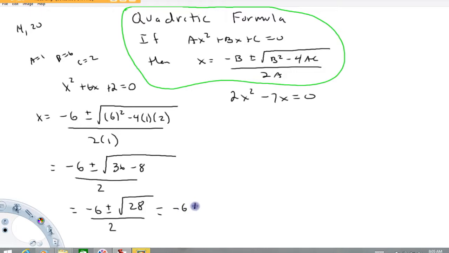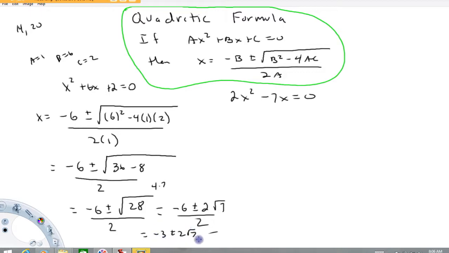So minus 6 plus or minus, and then again that radical, if I think of it as 4 times 5, the 4 is a perfect square. The square root is 2, and then root 5 over 2. These are both divisible by 2, so minus 3 plus or minus root 5. And there's our two solutions.